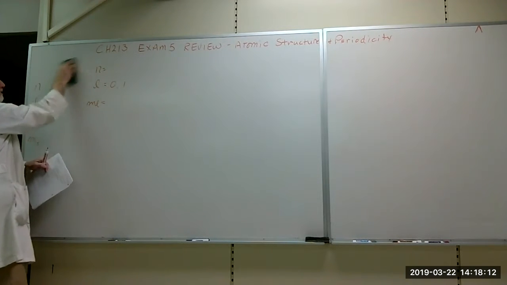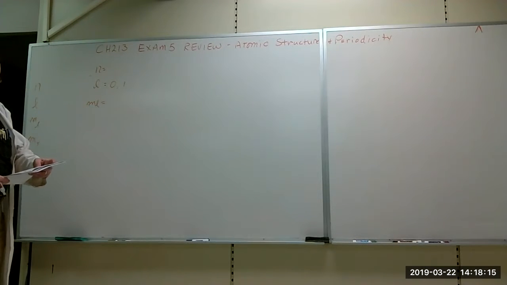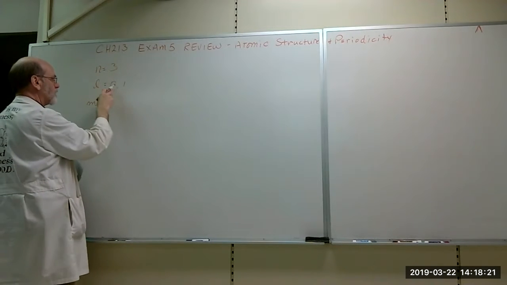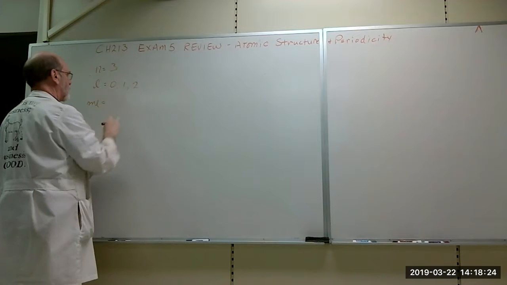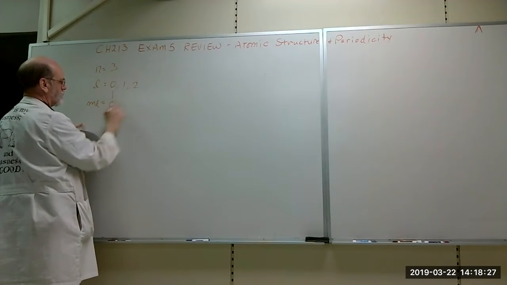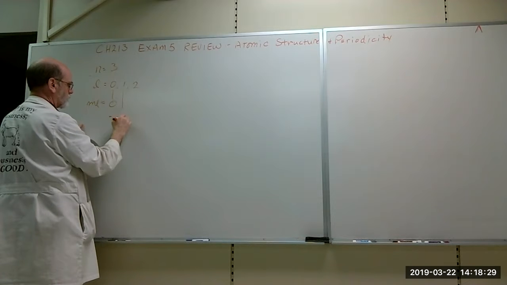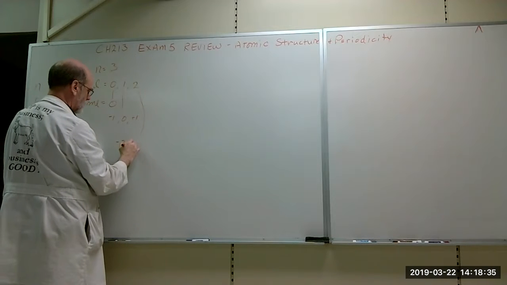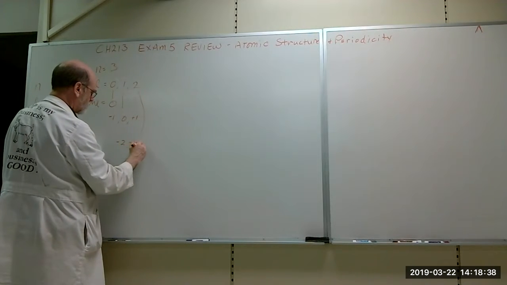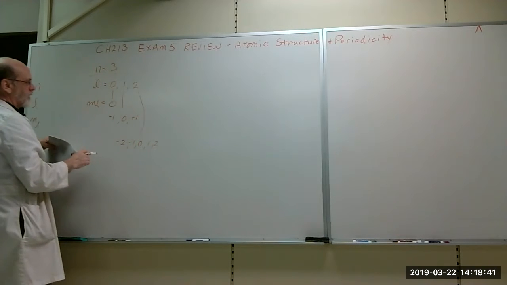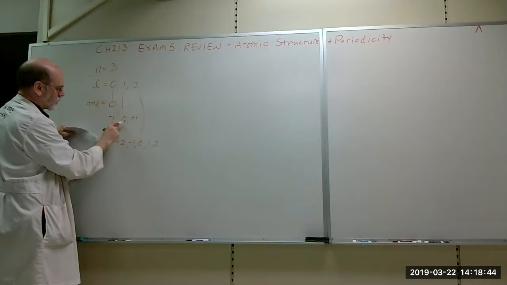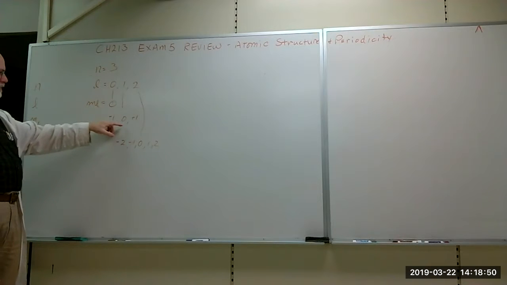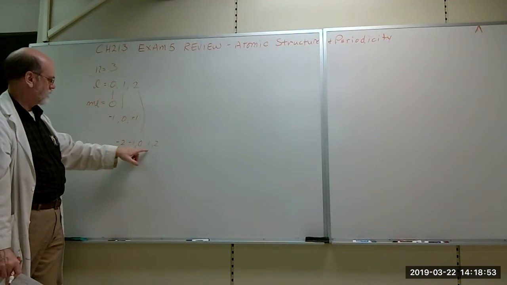Let's say n equals 3. Then L could be 0, 1, or 2. For 0, we could have 0. For 1, we could have -1, 0, +1. And for 2, we could have -2, -1, 0, 1, and 2. So for 3, we could have 1, 2, 3, 4, 5, 6, 7, 8, 9 levels.